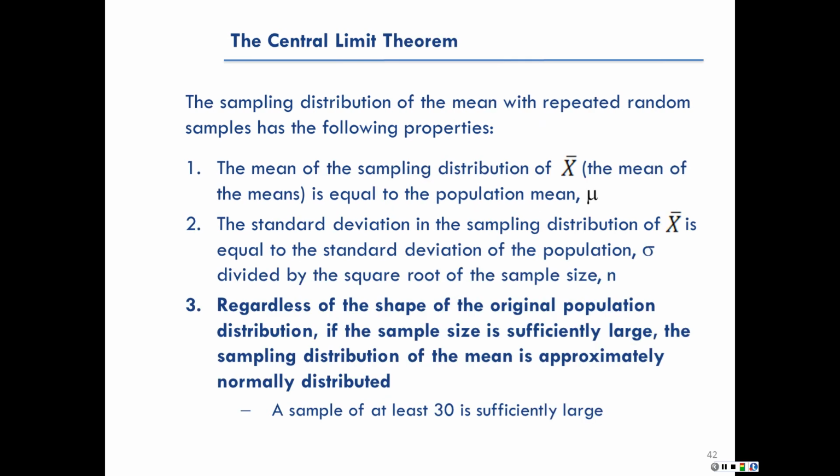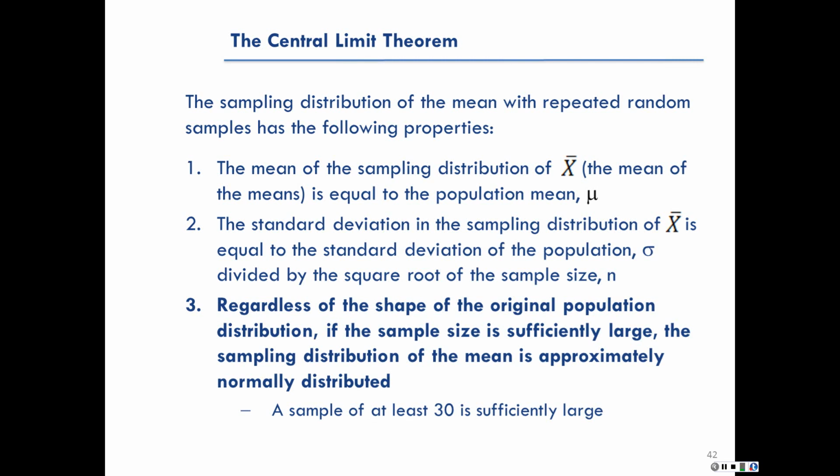Okay, so lastly, let's talk about the central limit theorem. No statistics course would be complete without discussing the central limit theorem. The sampling distribution of the mean with repeated random samples has these three properties. One, we already discussed this, the mean of the sampling distribution of x bar, which when you think about it, is really the mean of the sample means. This is equal to the total population mean mu. Secondly, the standard deviation in the sampling distribution of x bar, our sample mean, is equal to the standard deviation of the population, denoted by sigma, divided by the square root of the sample size n.